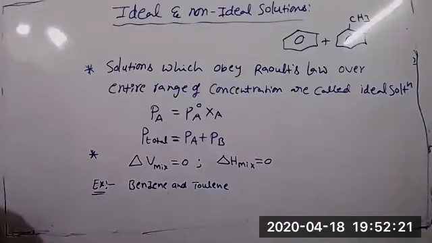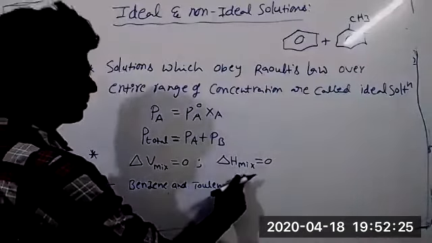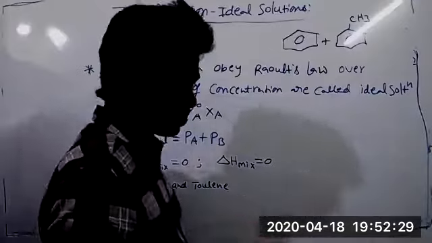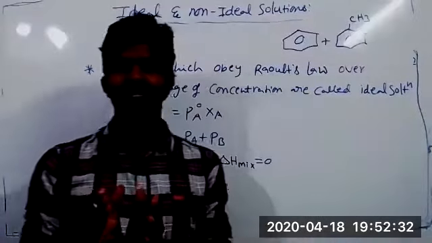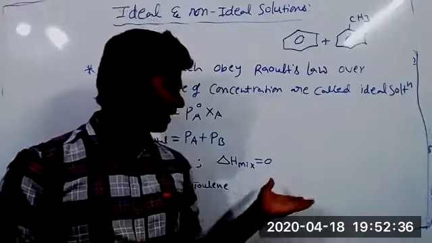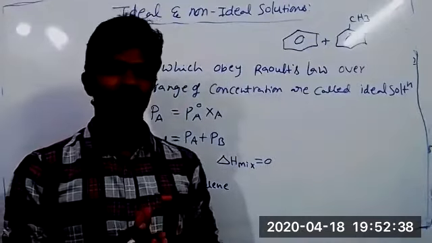Can you repeat the second point again? I didn't understand. Enthalpy of mixing. Yes. So suppose when you mix the two solvents, heat should not be absorbed and heat should not be released. That is called, at that time, enthalpy of mixing becomes 0.